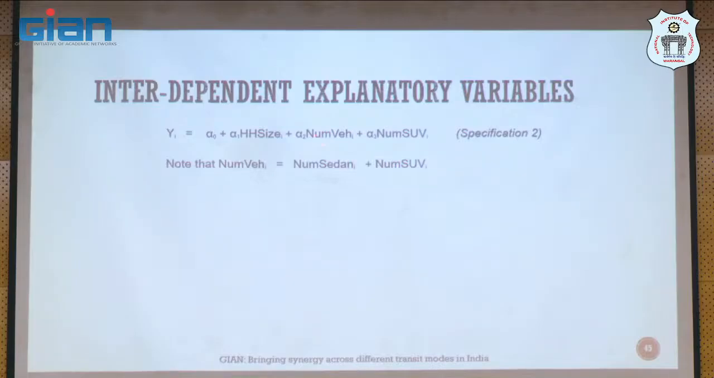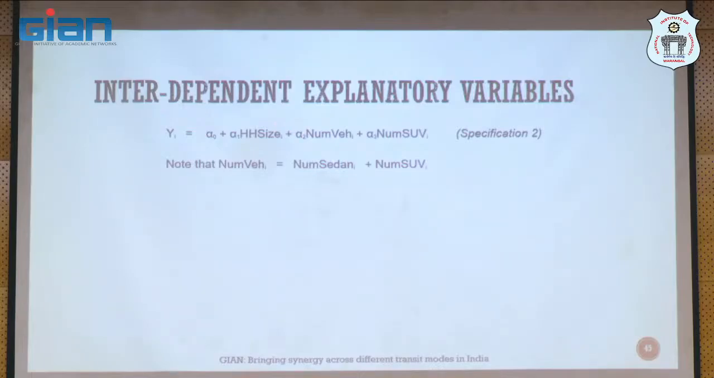Why? Even though it is multiplied with number of vehicles, because we have an alpha 3 which is specifically for SUVs, alpha 2 does not represent all vehicles. Alpha 2 only represents sedans. If I increase my sedans by 1, my number of vehicles will increase by 1, but nothing changes in alpha 3. So alpha 2 represents the impact of sedans. Okay? Alpha 3 does not represent the impact of SUVs. Alpha 3 represents the additional impact of SUVs on trip making.